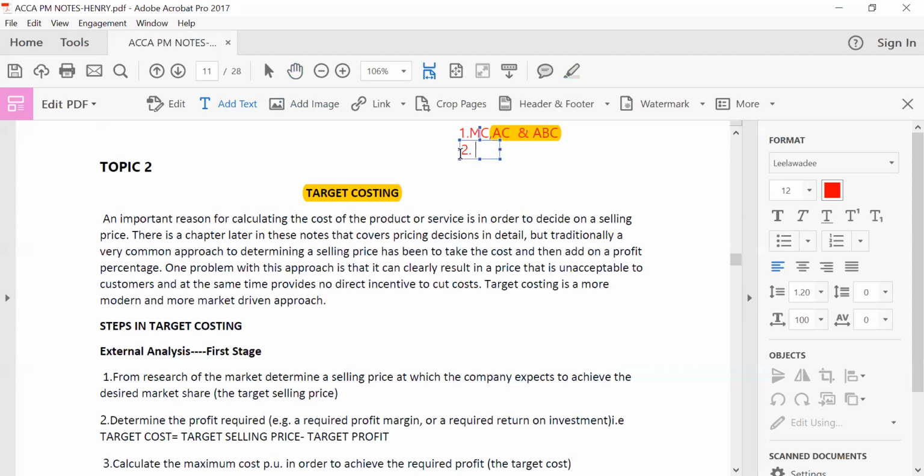So we move on to the next one, which is target costing. Target costing is also a costing technique, but the assumption is different from those we've looked at. Then we come to the next, environmental costing. Your examiner has indicated clearly that students are to only learn the theoretical aspect of environmental costing. There wouldn't be any calculation on environmental costing.